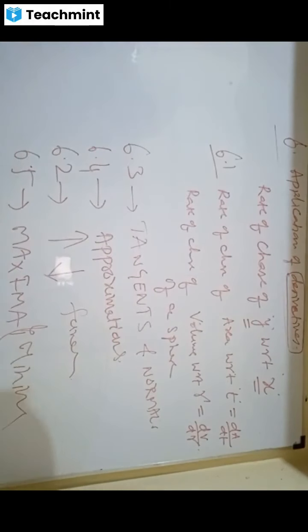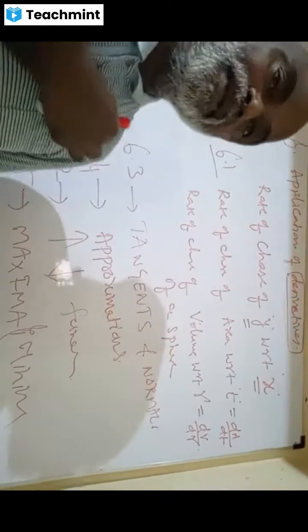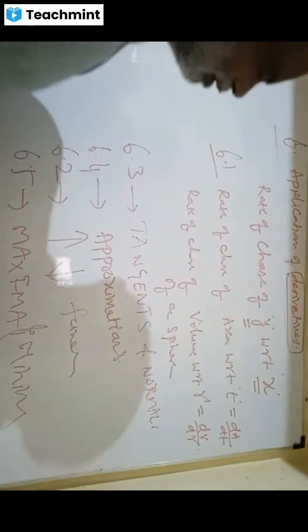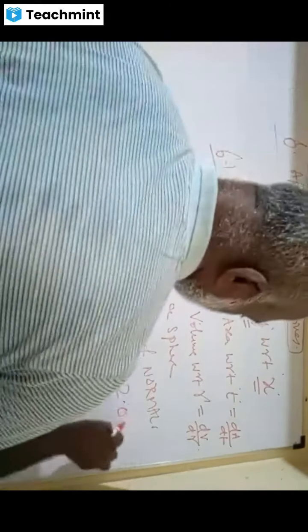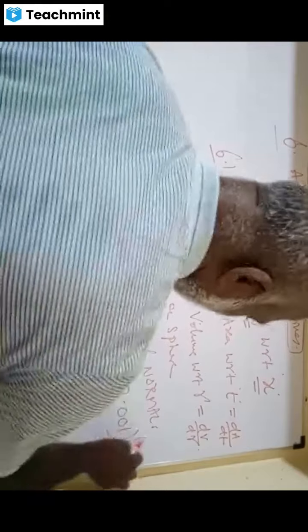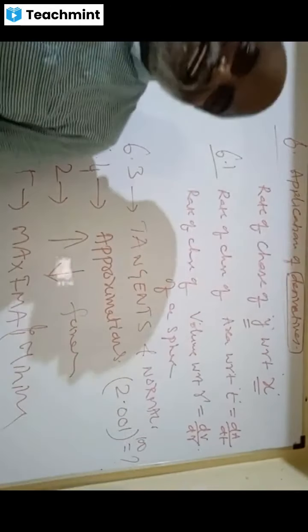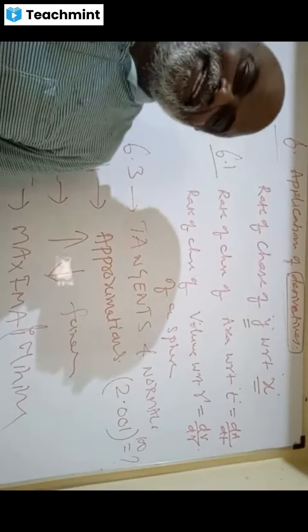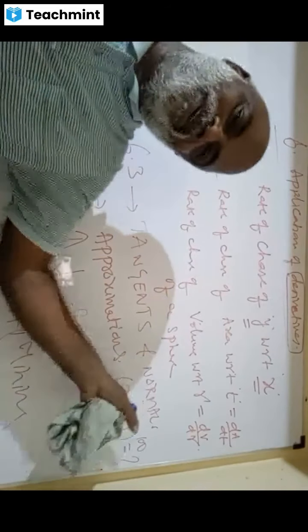Approximations. How is this? Suppose 2.001 whole power 100, I have to find out. It's impossible to find in the normal way, correct? But derivative helps us in finding the approximate value of these things.